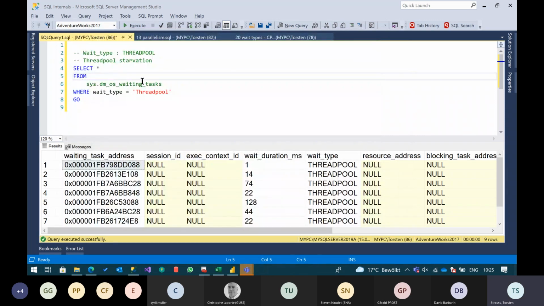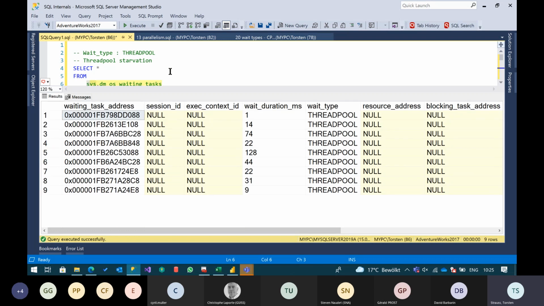So this is DMOS waiting task. It will give you information about the current request and the related wait time. And what you can see here is that this is just a snapshot, right? We had 9 queries waiting for an idle thread. And you can see they are waiting. This query is already waiting 128 milliseconds just for an idle thread. It means this is a task waiting for the CPU. And because of this, it has to wait until a thread becomes idle.